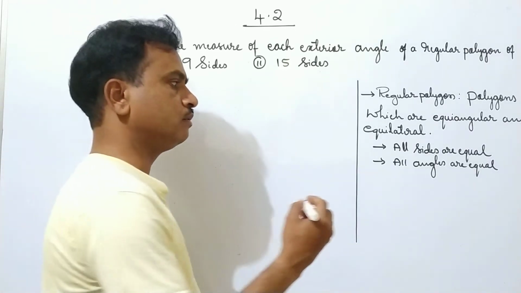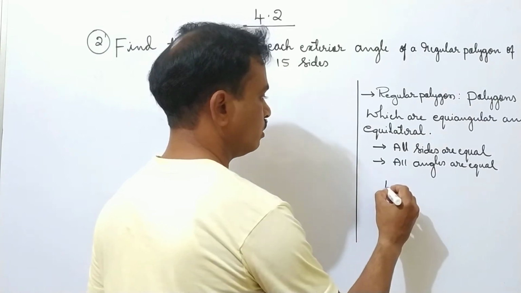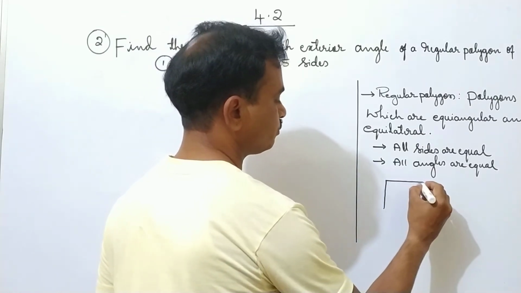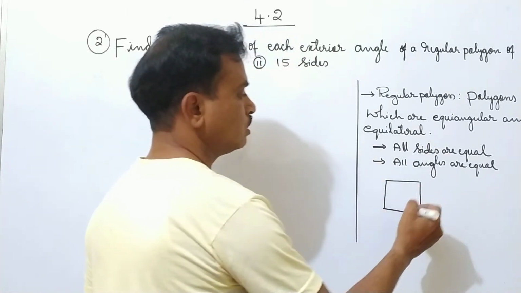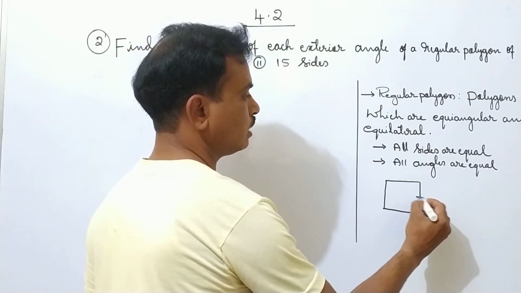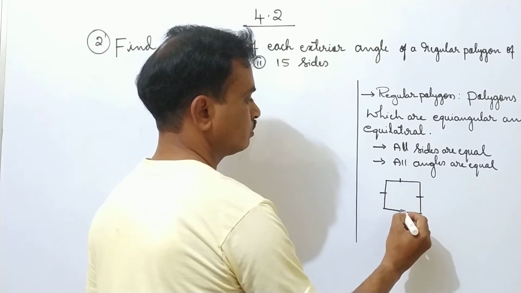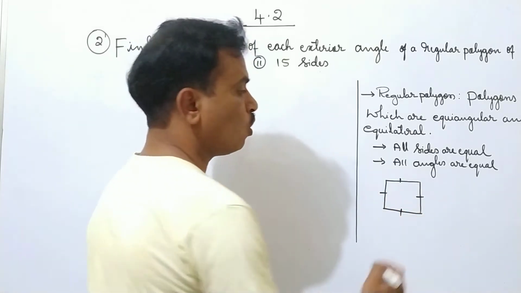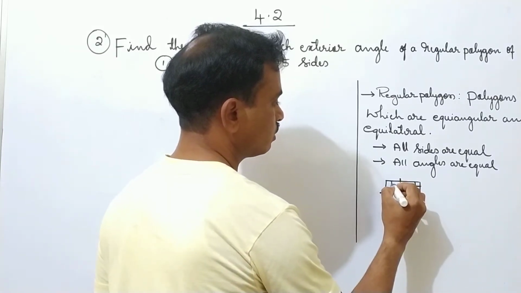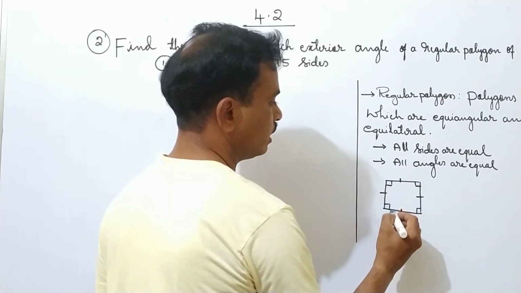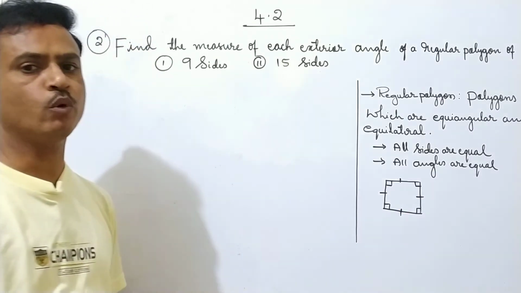Now here, for example, you can take one square. In a square, all the four sides are equal, and all four angles are equal to 90 degrees, so it is a regular polygon.